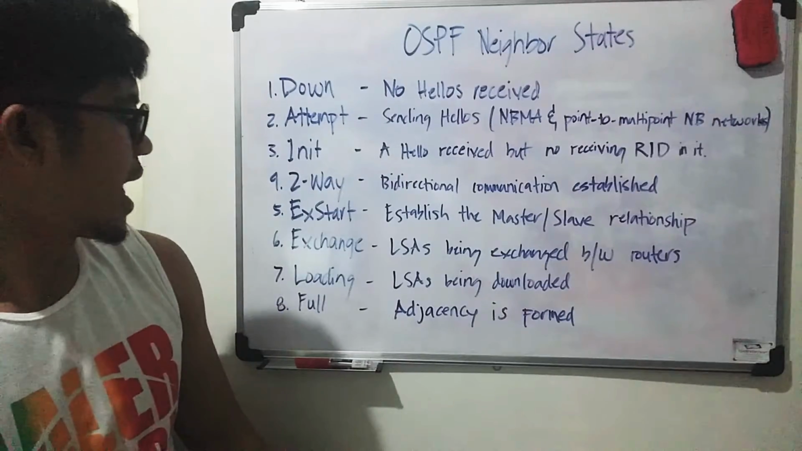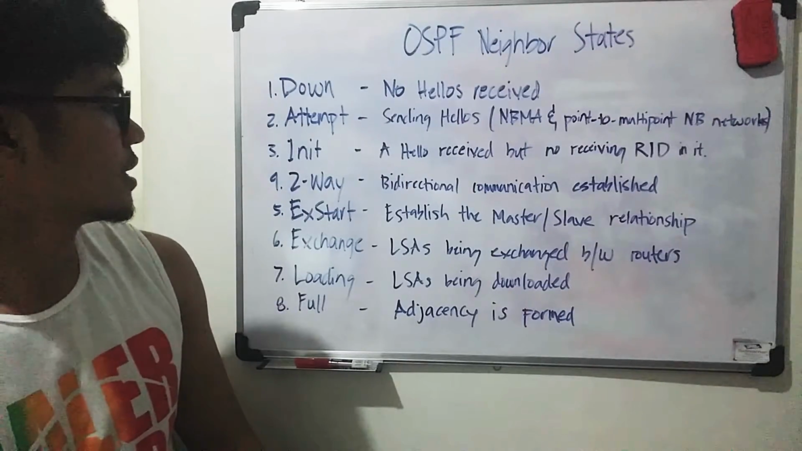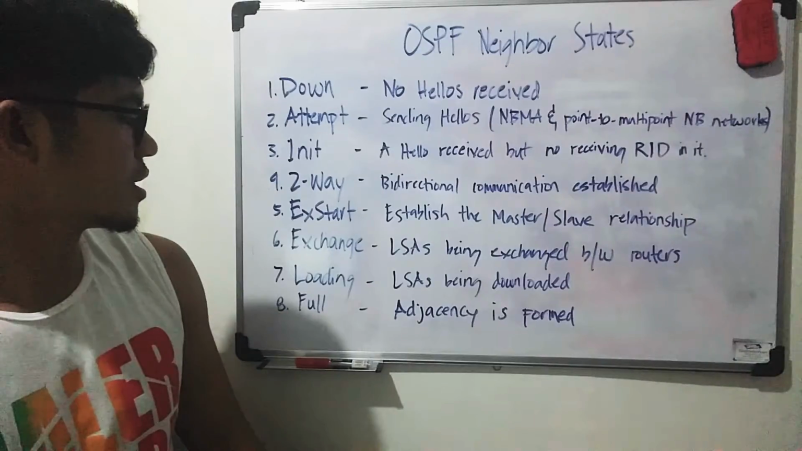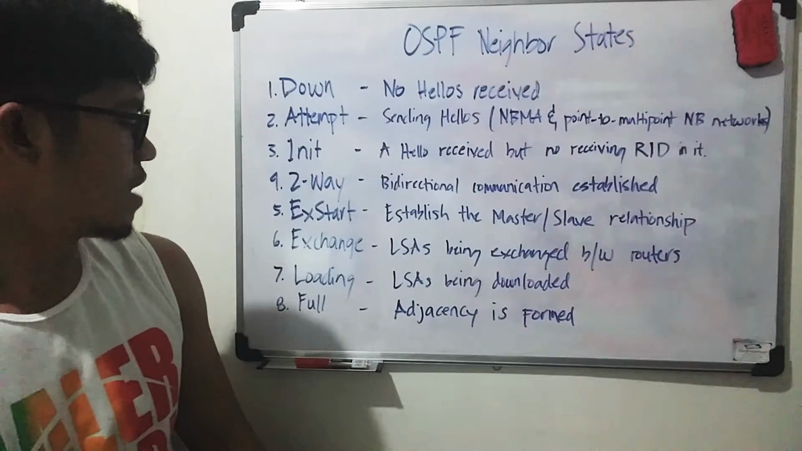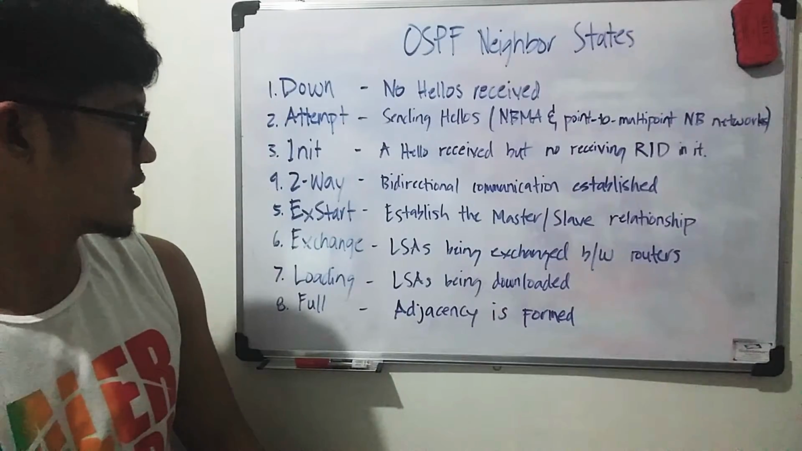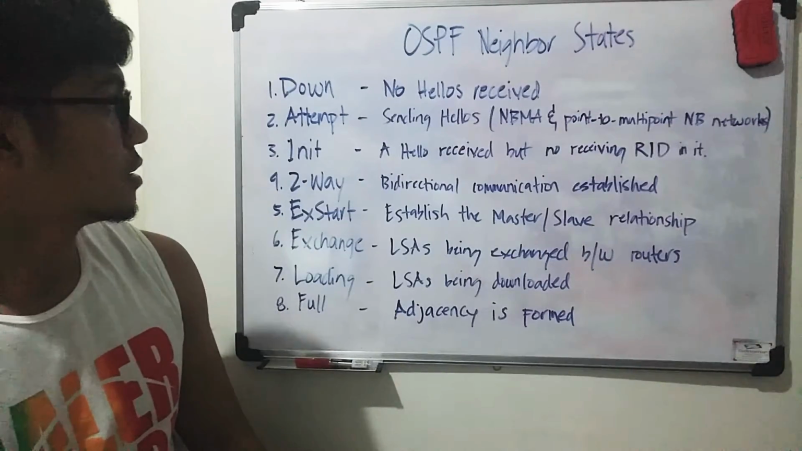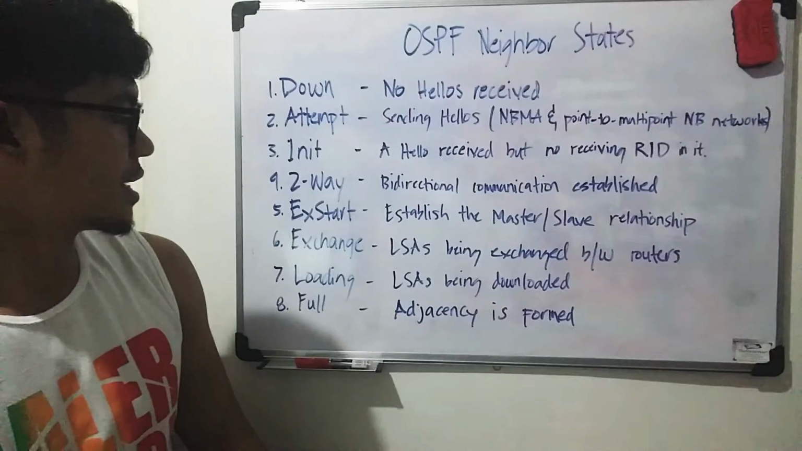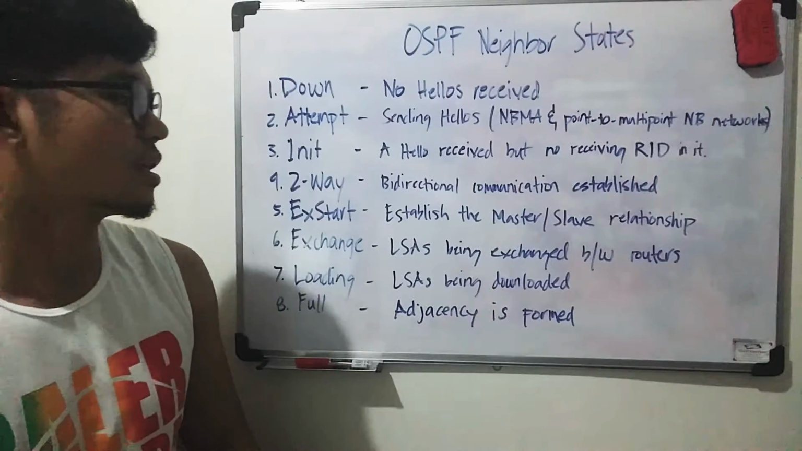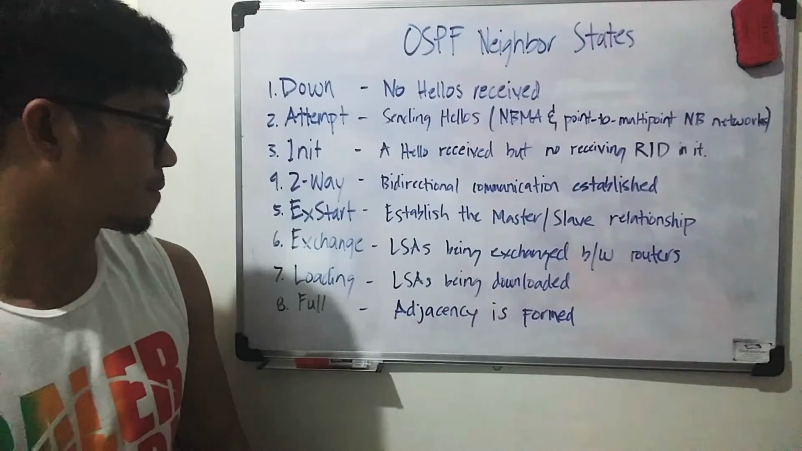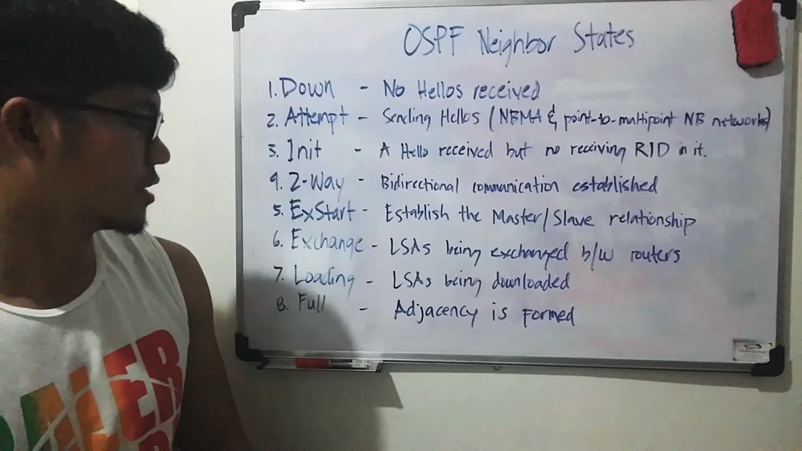And lastly is full. Of course, when the routers are in full state, it means that adjacency is fully formed between the neighbors.